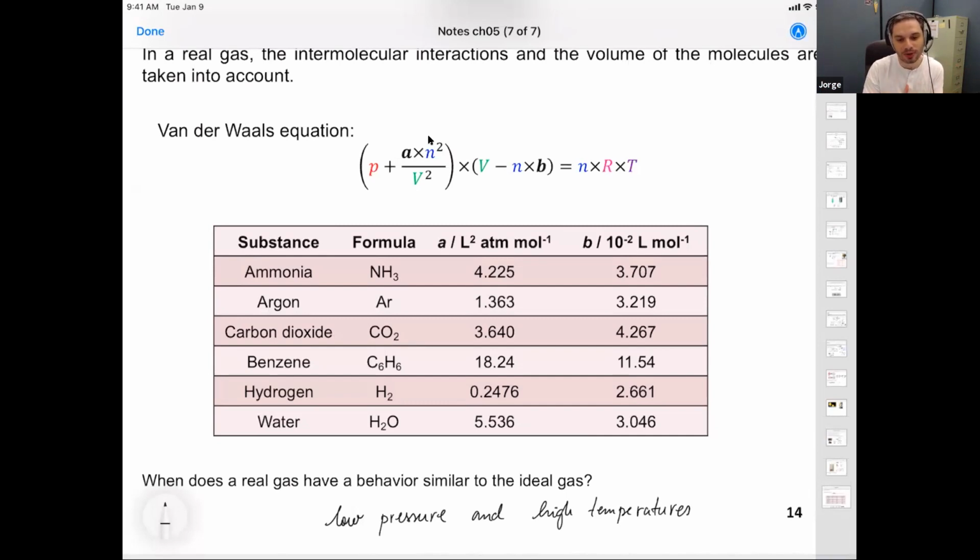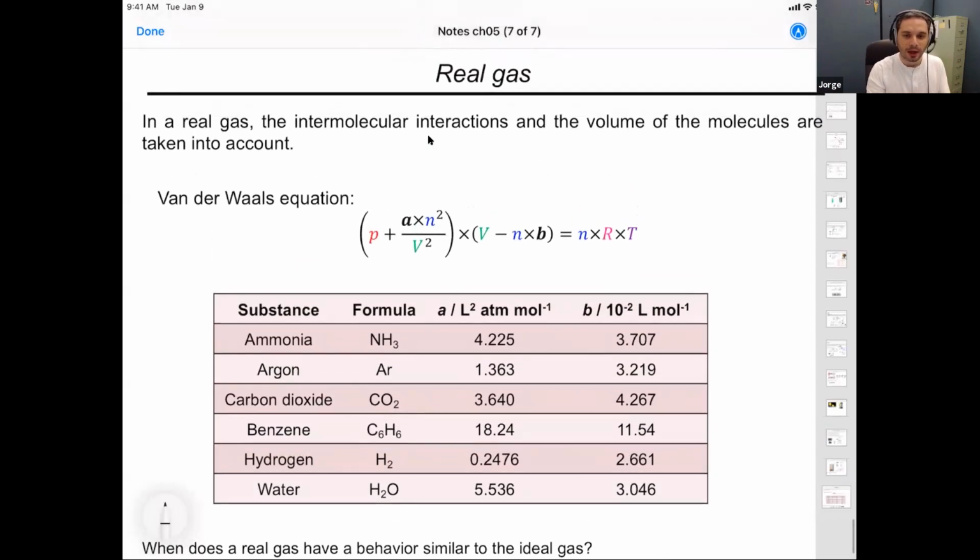And high temperatures will make the gas move faster. Therefore, when eventually each molecule gets close together, because the speed is so high, there is no time to get interaction, okay? So they will move in straight lines. However, when we have the real gas, we are going to consider that there are intermolecular interactions between the gas molecules, and also the volume of the molecules is taken into account.